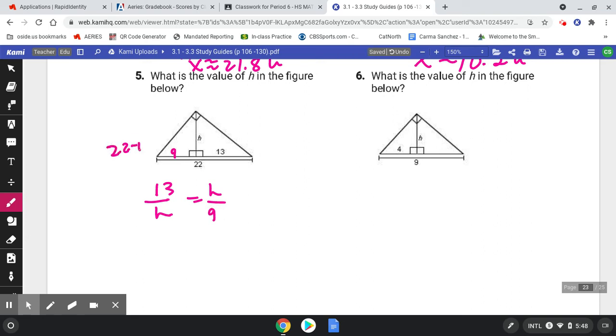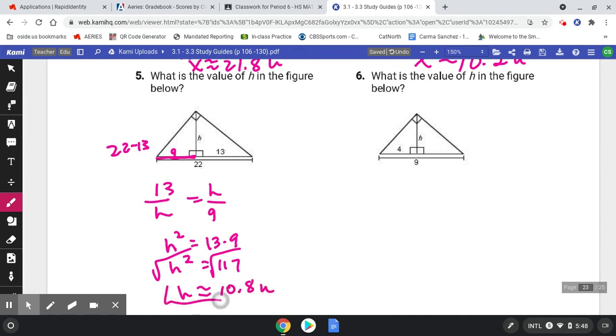If I did 22 minus 13, do you guys see how this side length would be 9? And I'm going to get h squared when I cross multiply is equal to 13 times 9, or h squared is equal to 117. Square root both sides. h is approximately 10.8 u for units. How'd you do?